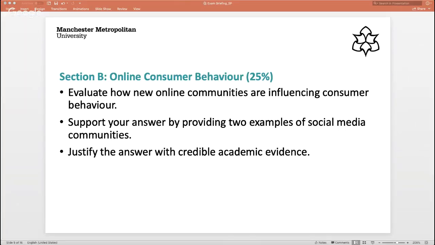And for online consumer behaviour, you're obviously in a great position because you've already understood some of these theories based on your Principles of Marketing unit.